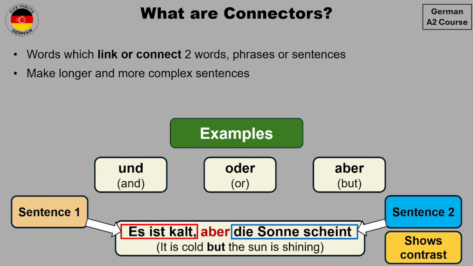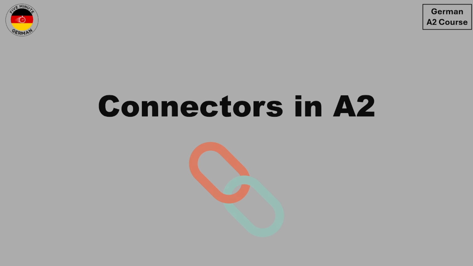The grammatical term for connectors is conjunction, or Konjunktion as it is called in German. So if you hear the word conjunction, then it also means connector. Now let's take a look at the connectors in A2.